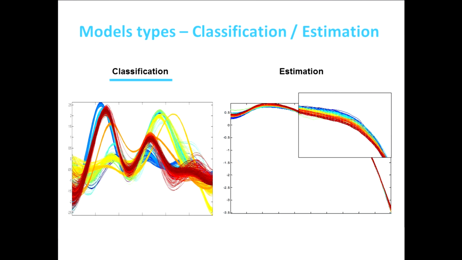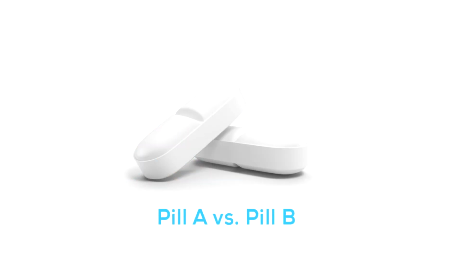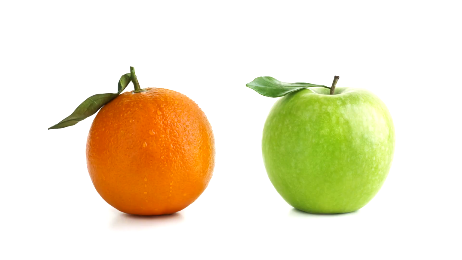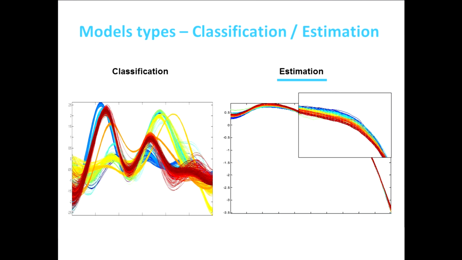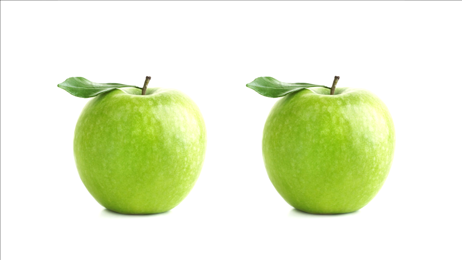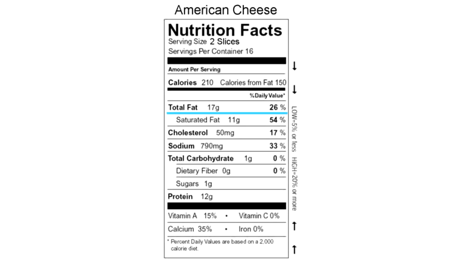Classification models, as their name suggests, help classify samples. So, for example, a certain pill versus another pill from a different brand name, apples versus oranges. Estimation models provide certain attributes of samples. For example, the level of sugar in apples or the percent of fat in cheese.